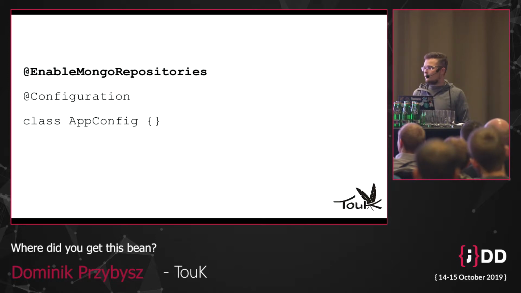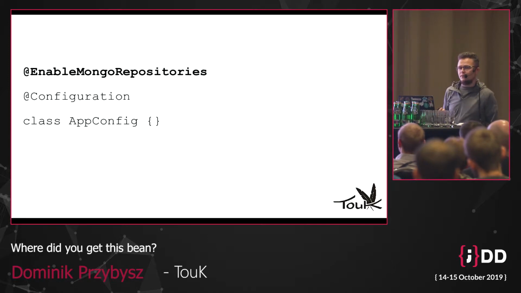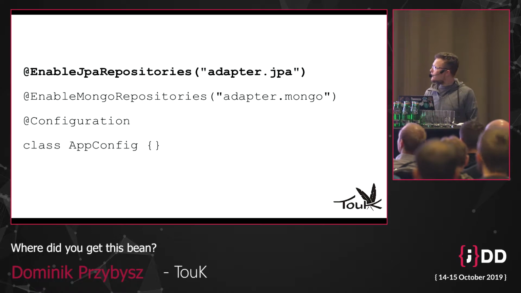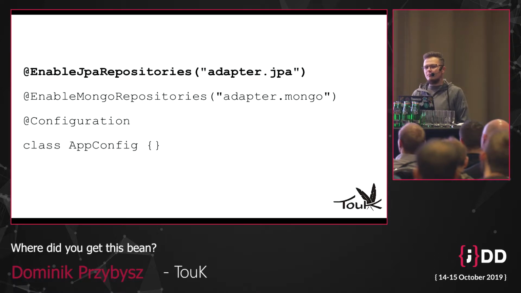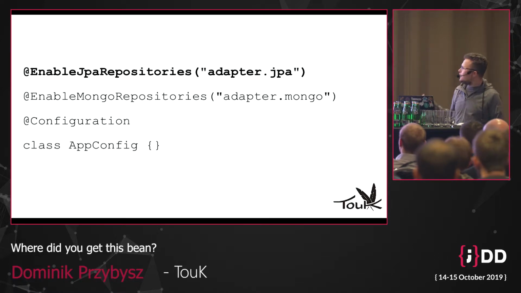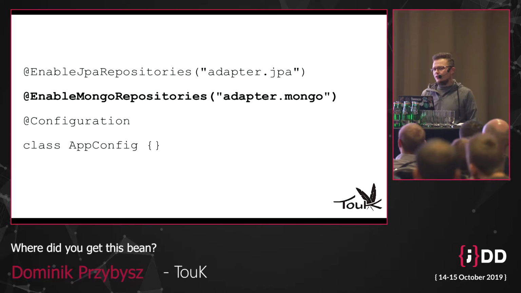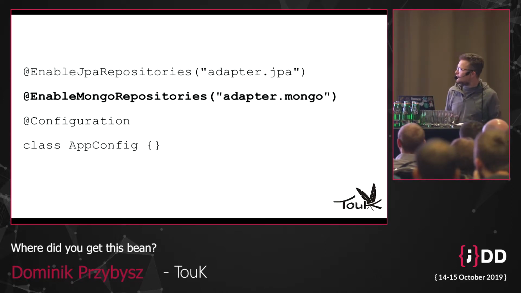But there is sometimes a problem when we have polyglot persistence, or maybe we are migrating from one database to another. So we could define that, for example, in the adapter JPA there are the JPA repositories, and in the adapter Mongo we have Mongo repositories, and it's perfect to define this in our Spring annotations.